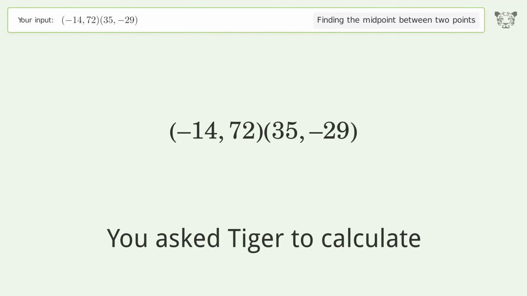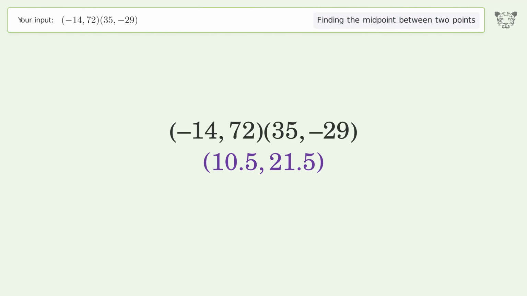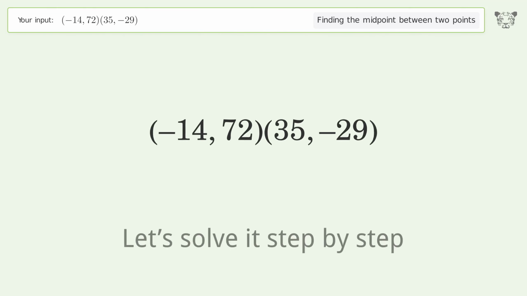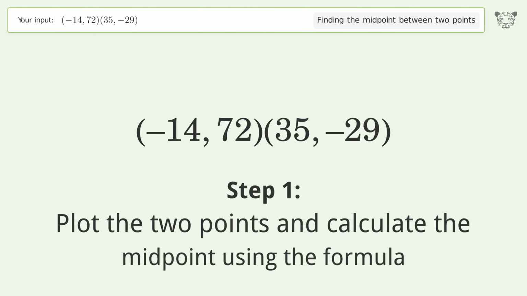You ask Tiger to calculate. This deals with finding the midpoint between 2 points. The midpoint between the 2 points is 10.5, 21.5. Let's solve it step by step. Plot the 2 points and calculate the midpoint using the formula.